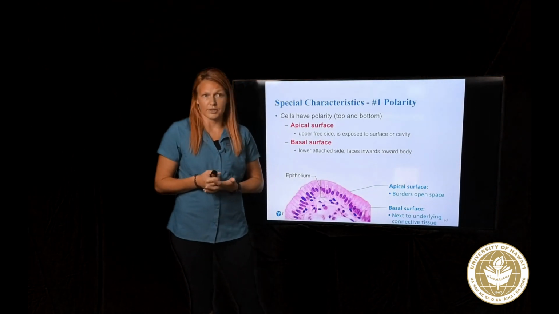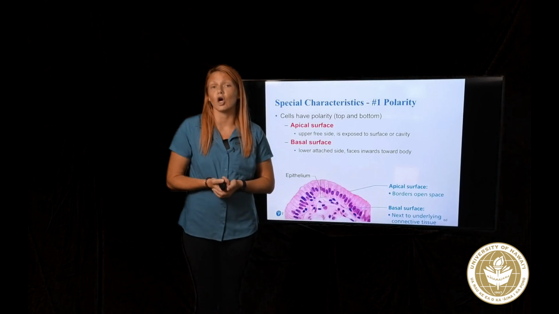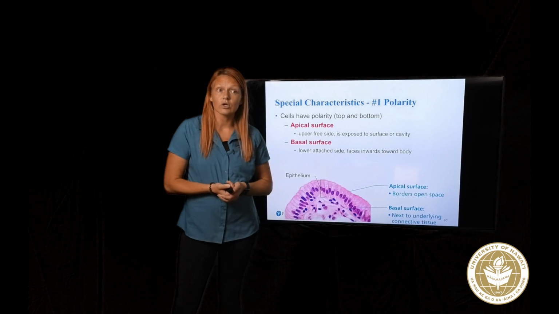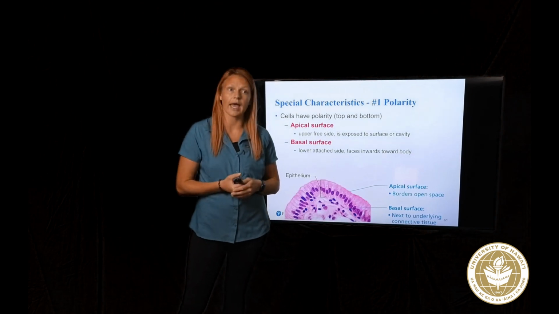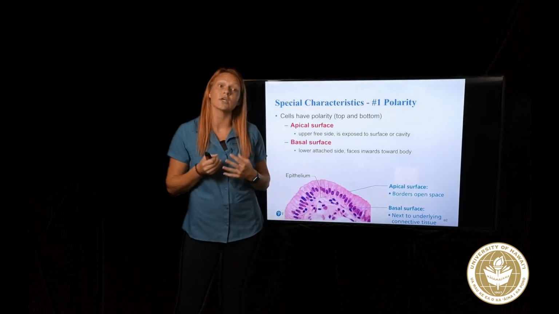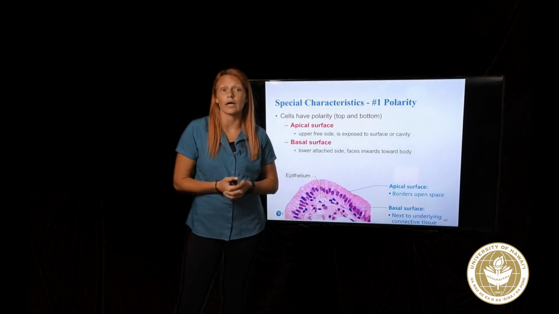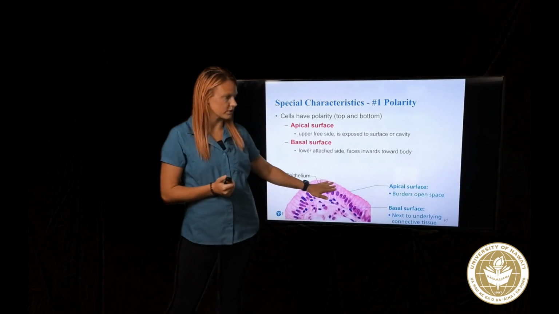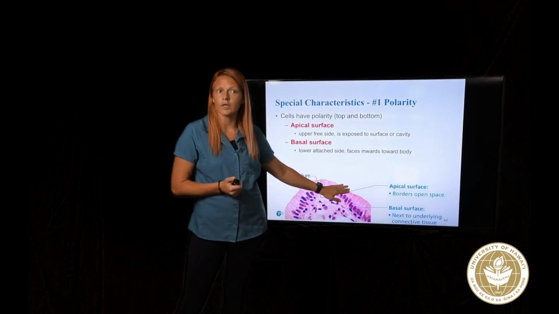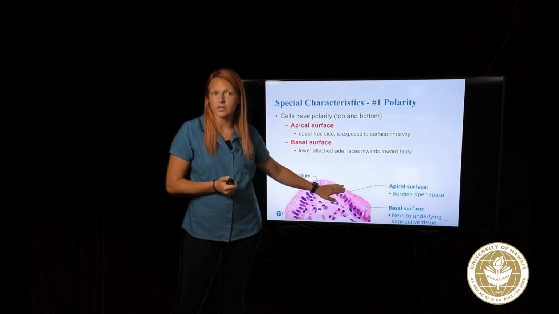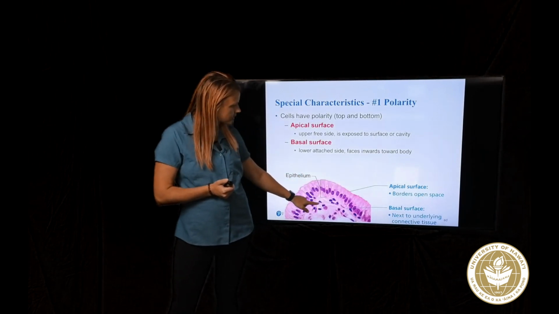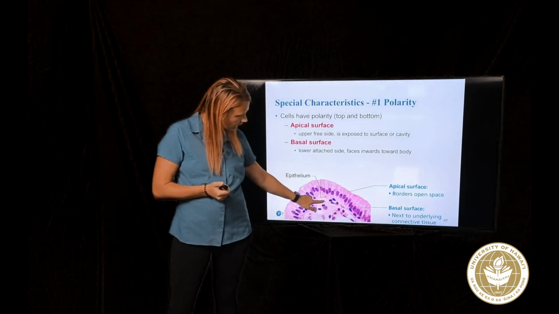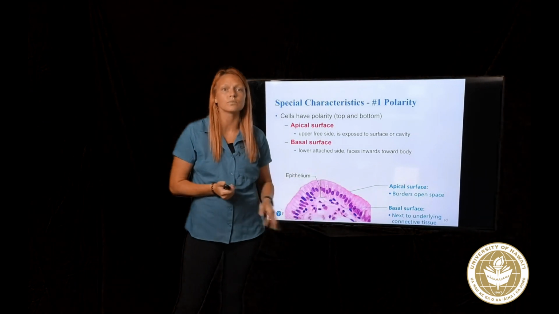Then we have the basal surface. And this is going to be the lower attached side. This is going to be attached to a basement membrane or underlying connective tissue. And this is going to face inwards towards the body when you look at it under a scope. So in this picture, again, you can see the apical surface up here on top. It is exposed to the surface. Then we have this basal surface down here. This is next to this underlying connective tissue layer down here.